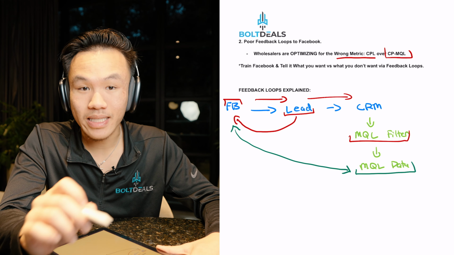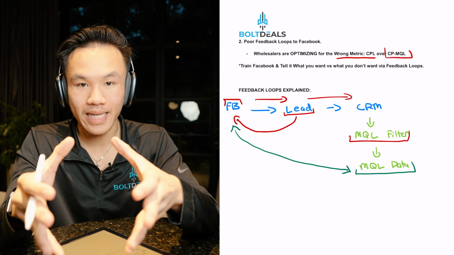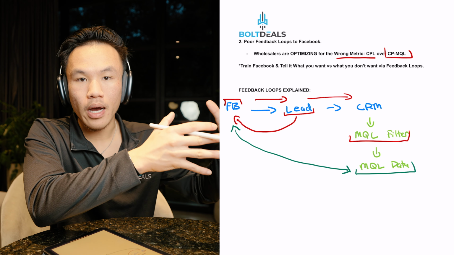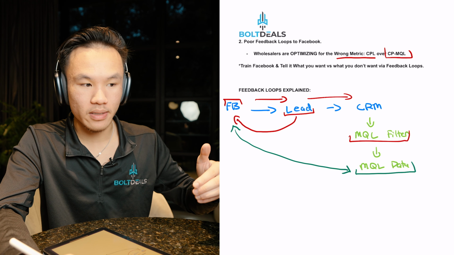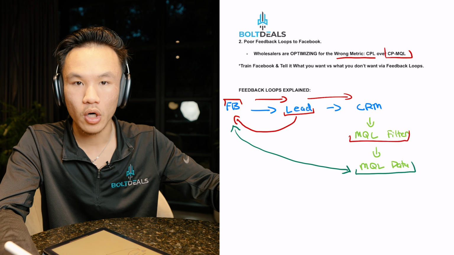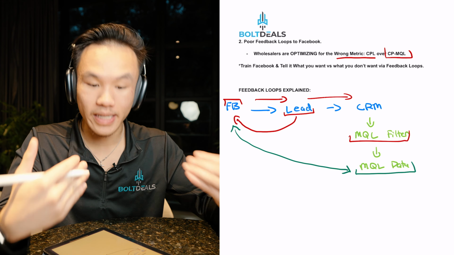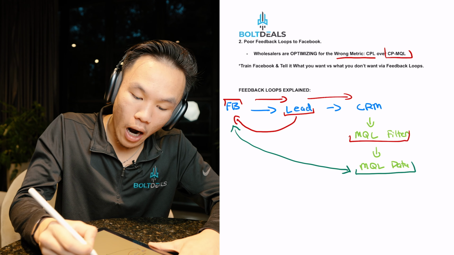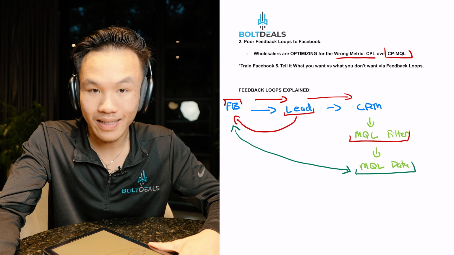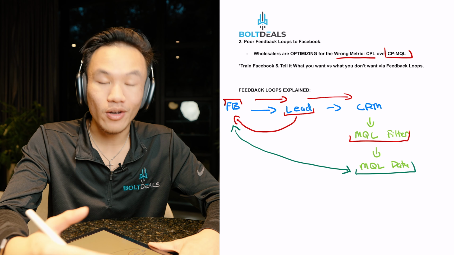And what you could do is set up a webhook that takes that data and sends it back to Facebook to train their AI, saying, hey, this is a good conversion, this is a marketing qualified lead, get me more of this. That's what you need to do, because now you're optimizing for the most qualified leads as opposed to just volume of leads.